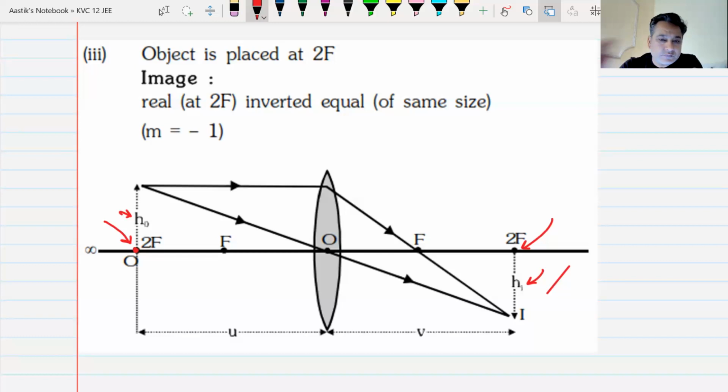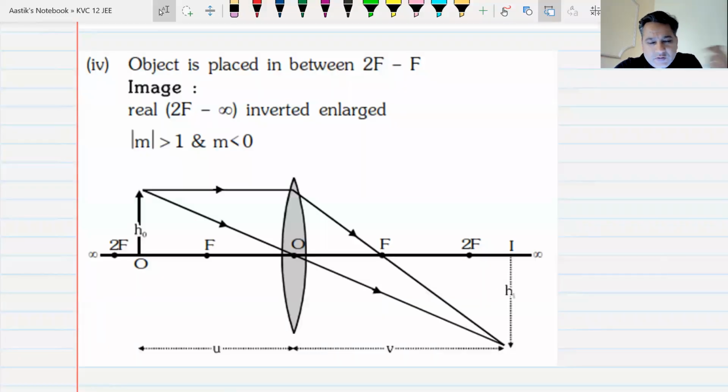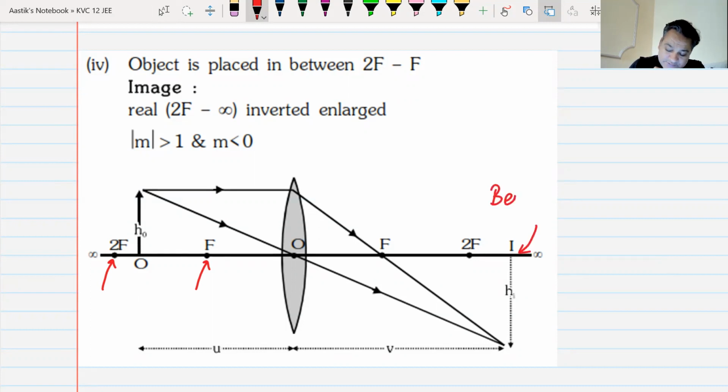Between 2f and f. Between 2f and f, object will keep on coming closer. So you can see here it is 2f, here it is f. The object is placed between 2f and f, and this is the reverse of case number 2. Do you see that? It is the reverse of case number 2. In case number 2, object was beyond 2f, and image was between f and 2f. Here the object is between 2f and f, and the image is formed beyond 2f. Do we see this? So this case is the reverse of case number 2.